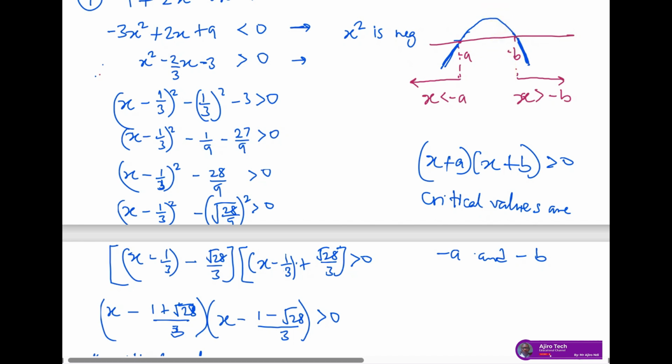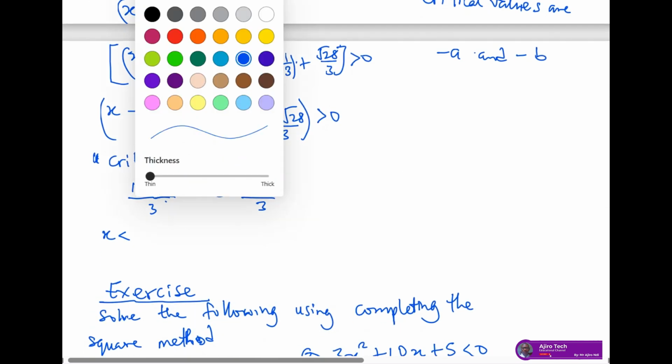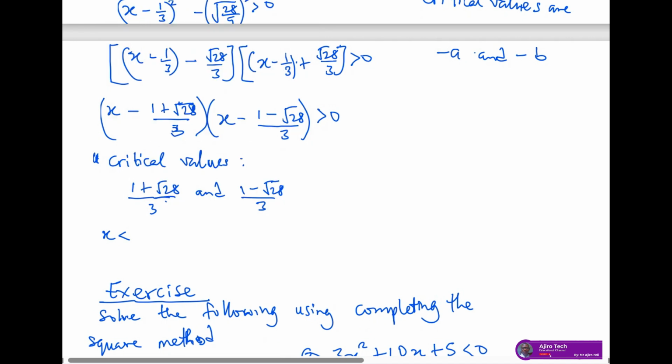So on that note, in that case we can write x is less than, which one is smaller? This one, because the leading one is negative here. 1 minus root 28 over 3. And then x is greater than the bigger one. 1 plus root 28 over 3.